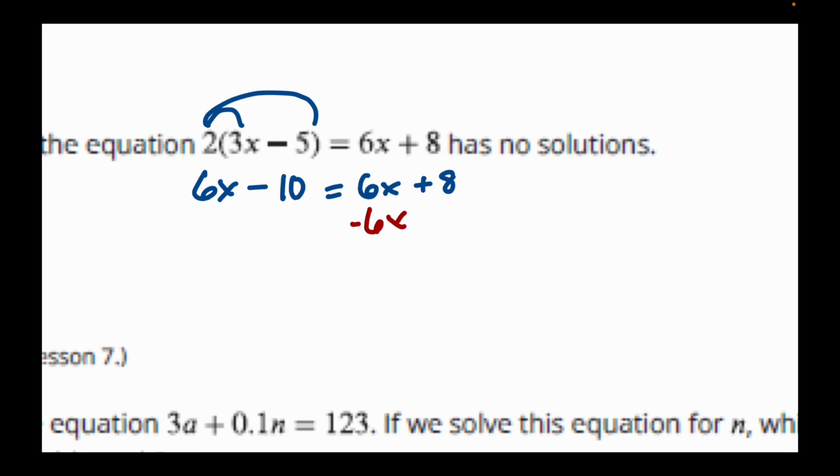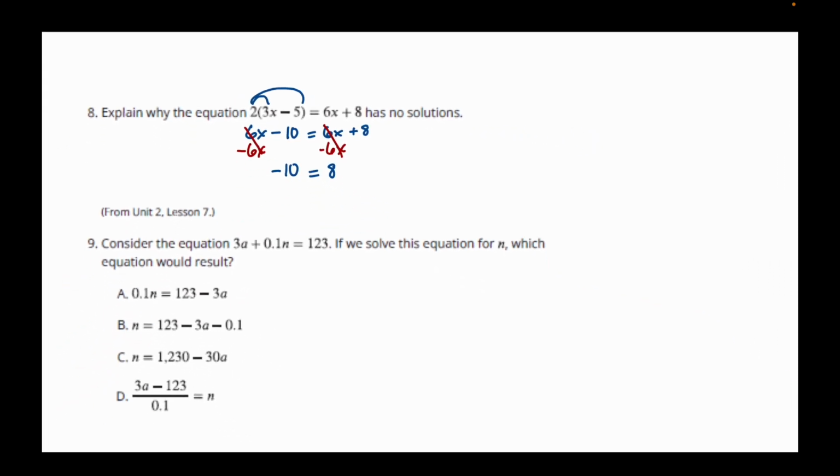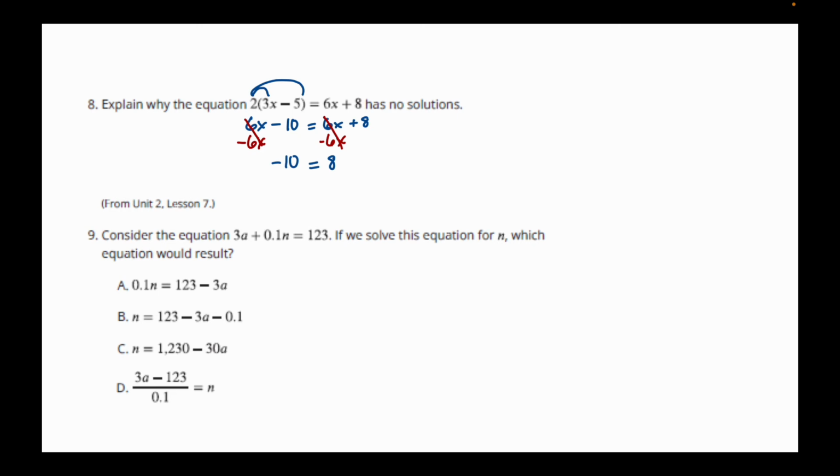So when we subtract 6x, this goes away. And when we subtract 6x, this will also result in 0x, or essentially it going away. So what we're left with is negative 10 is equal to 8. Because we can say this is a false statement. So I would say false, meaning no solution.